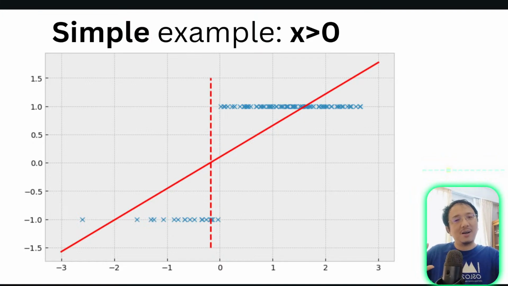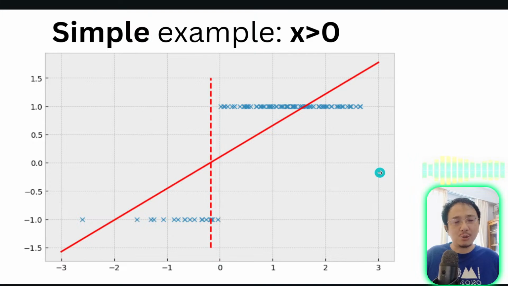But the fact is you can actually use linear regression to do the classification. It is just not suitable to do that. But how do we actually do the classification using linear regression? One way to do that is we simply fit the data.